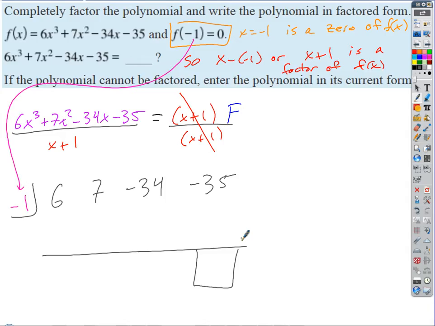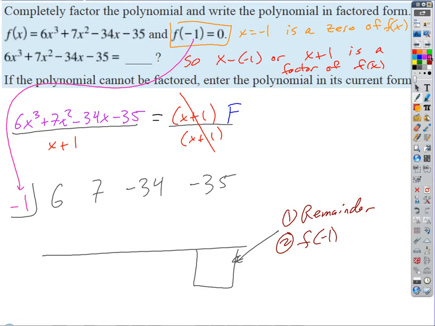Yes, it's the remainder, but it's also what we used for synthetic substitution to tell us the value of the function, right? So when I plug in -1 to my function, this is giving me either one of two things. You could think of it as being the remainder, or you could also think about it as being the value of the function when I plug in -1. Well, what is that value? 0. It's 0, right? We know right from there, don't we?